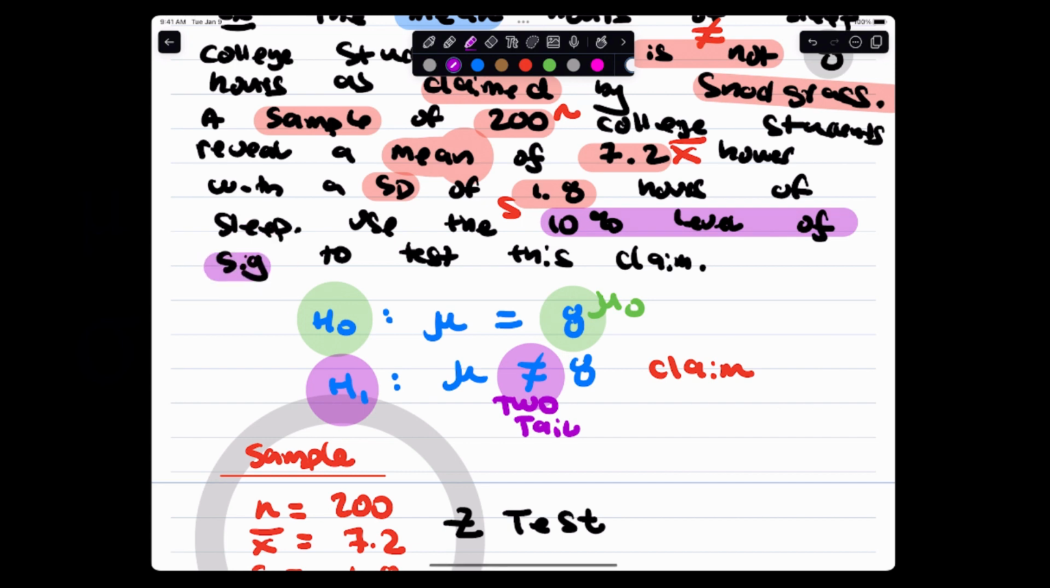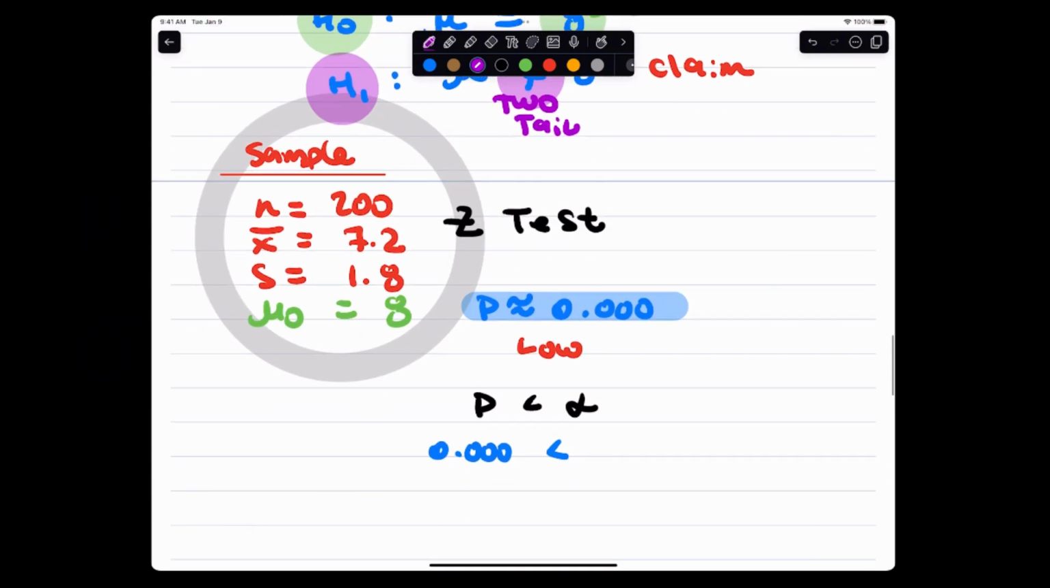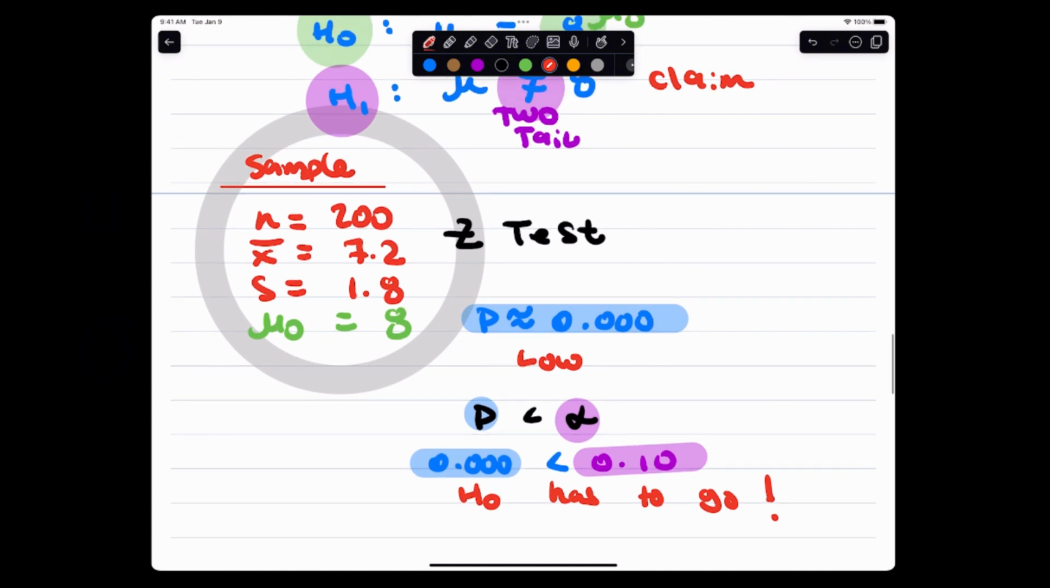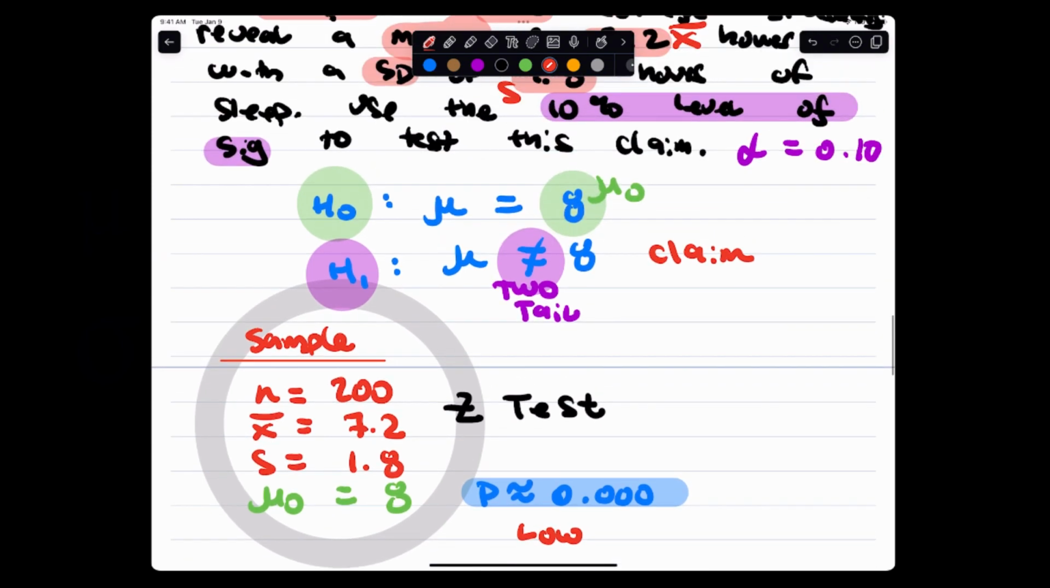What do they tell us about alpha? What's alpha? Alpha is 10%. Is that smaller than 10%? It sure is. Is that right? 0 is smaller than 10%. So your p-value is low, and the null has to go. When the p-value is low, the null has to go.